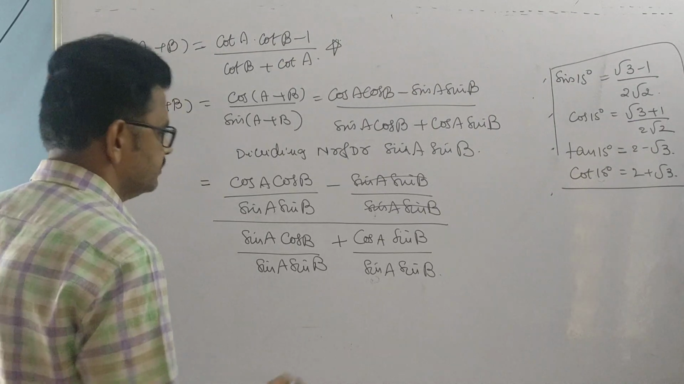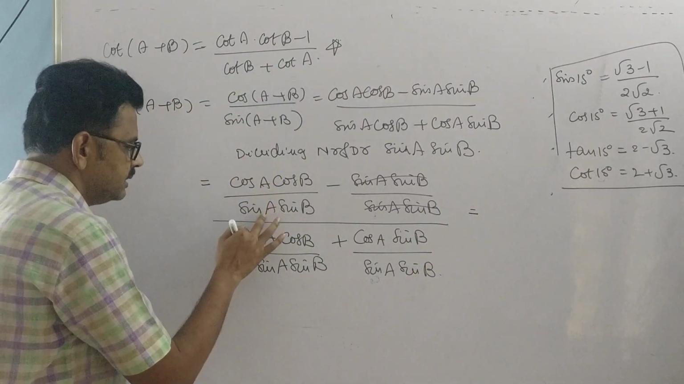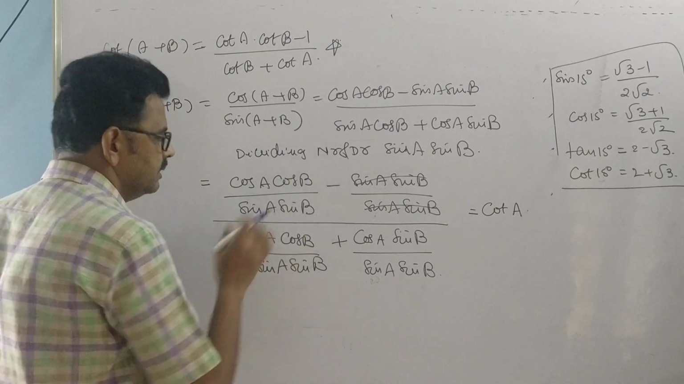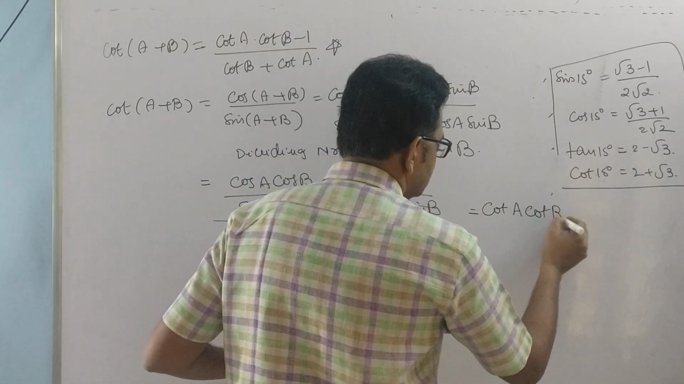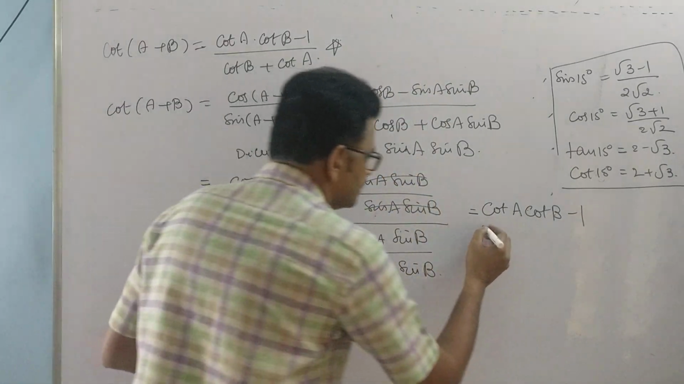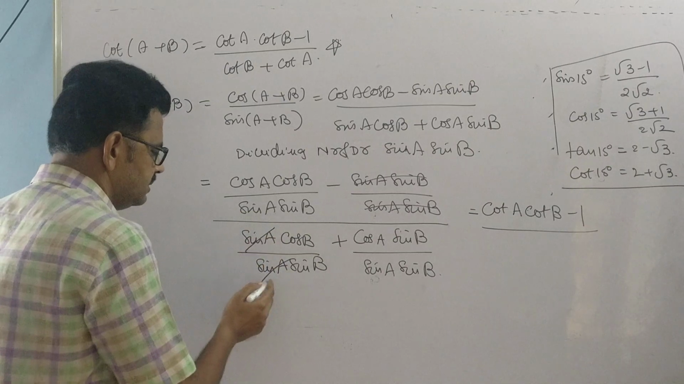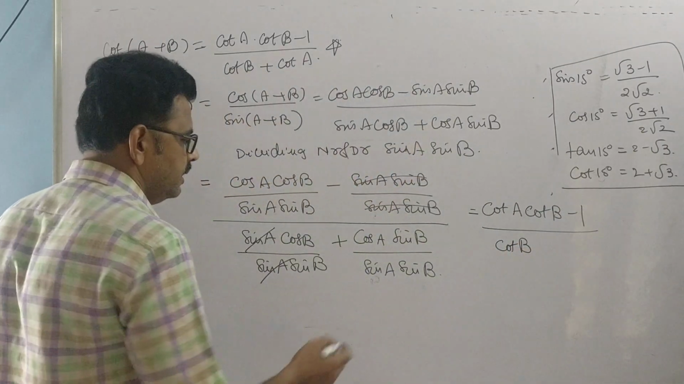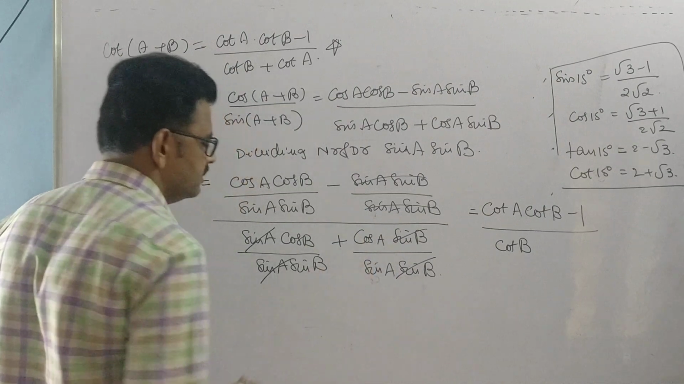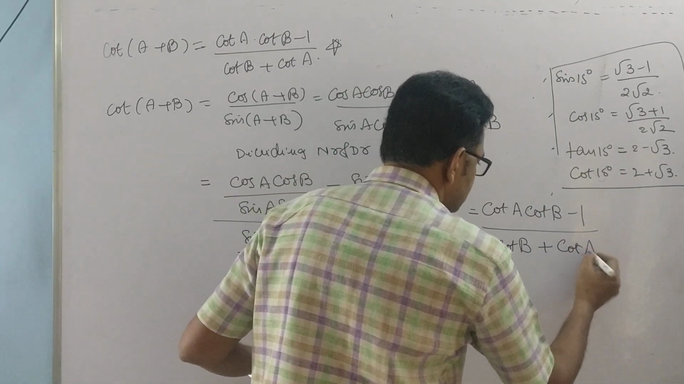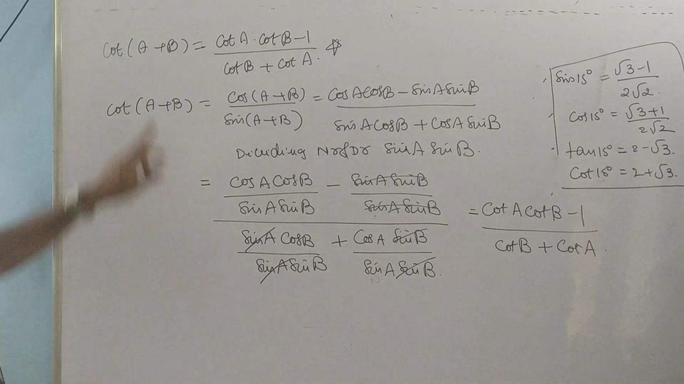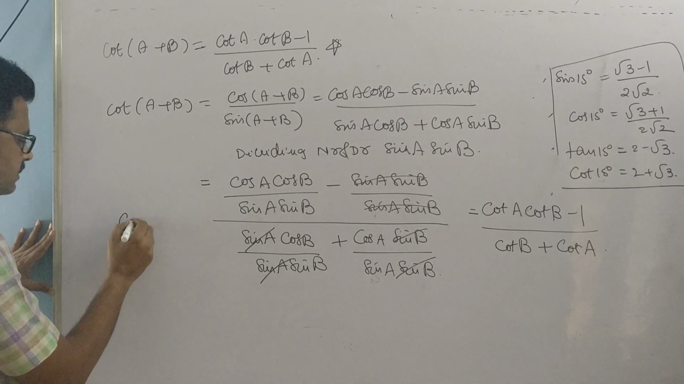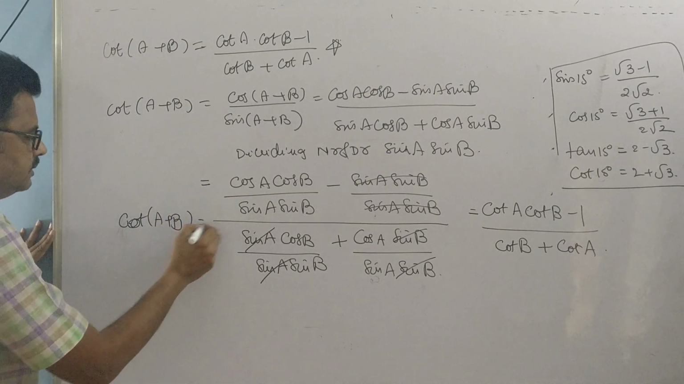So that is equal to cos A by sin A, cot A, into cos B by sin B, that is cot B, minus this is both gets cancelled, that is 1, by sin A cancel, cos B by sin B, so this is cot B, and here sin B cancel, cos A by sin A, that equal to plus cot A. So this is, sorry, this is cot of A plus B is equal to.